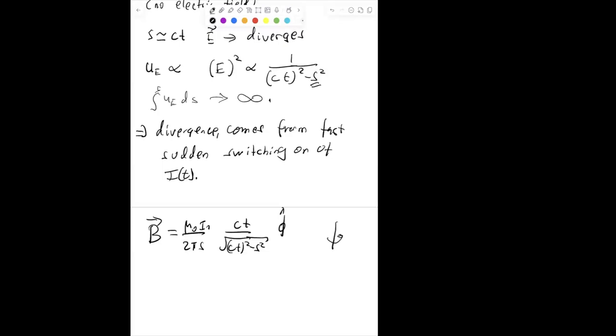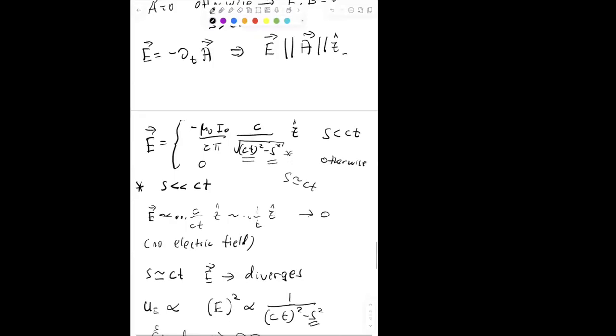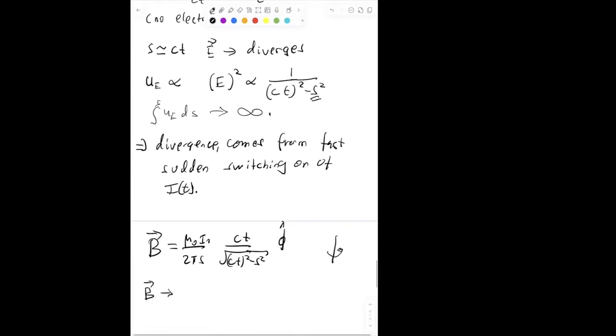What is new for us is the dependence, which is the time dependence. This is again for B as before: inside the light cone, as we had here before, and B goes to 0 for S bigger than CT. So again, there is a divergence like before when CT is approximately S in this problem, and all that I said before is the same.